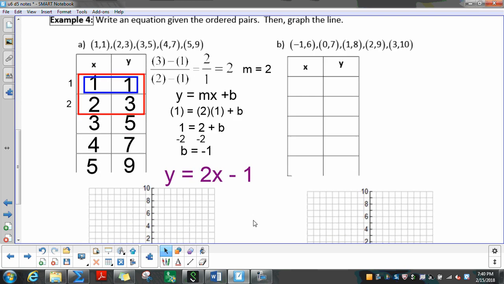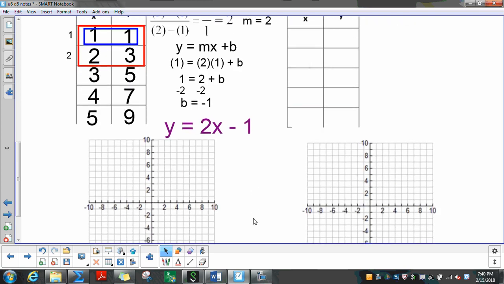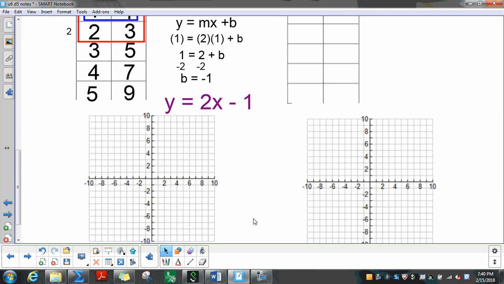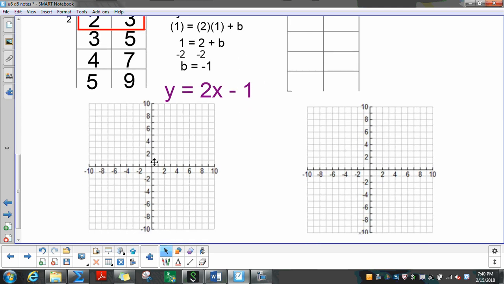So now I just go ahead and graph it. My y-intercept is negative 1. I start there, and then I just go up 2 to the right 1, up 2 to the right 1, up 2 to the right 1, making a bunch of points until I get my line.